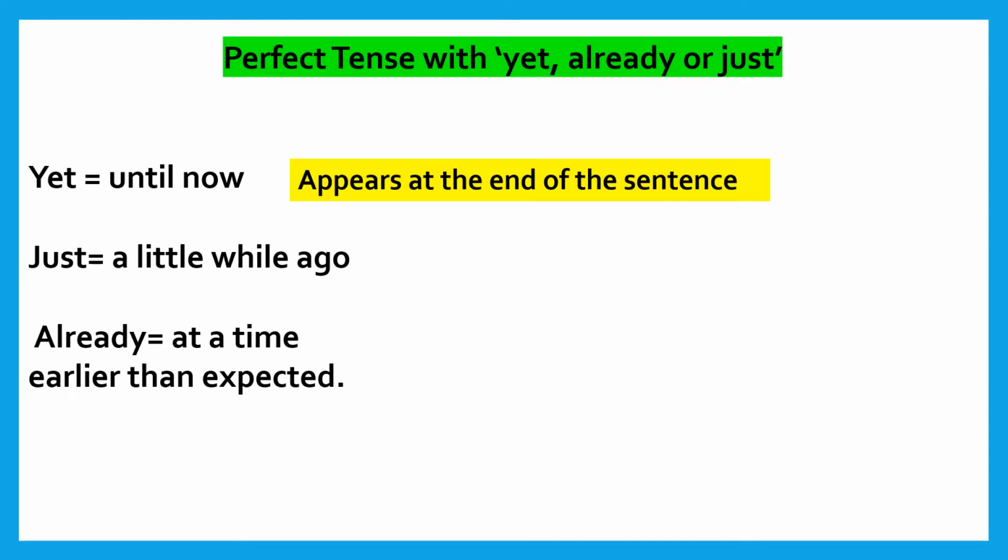The present perfect tense is also used with the words yet, already, or just. The word yet, which means until now, appears at the end of the sentence. The word just, which means a little while ago, and already, which means at a time earlier than expected, always come after the word have in the sentence.